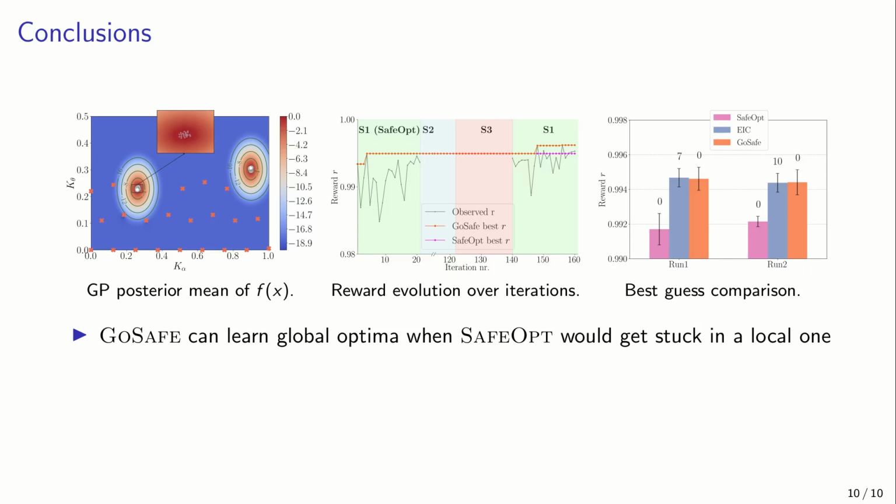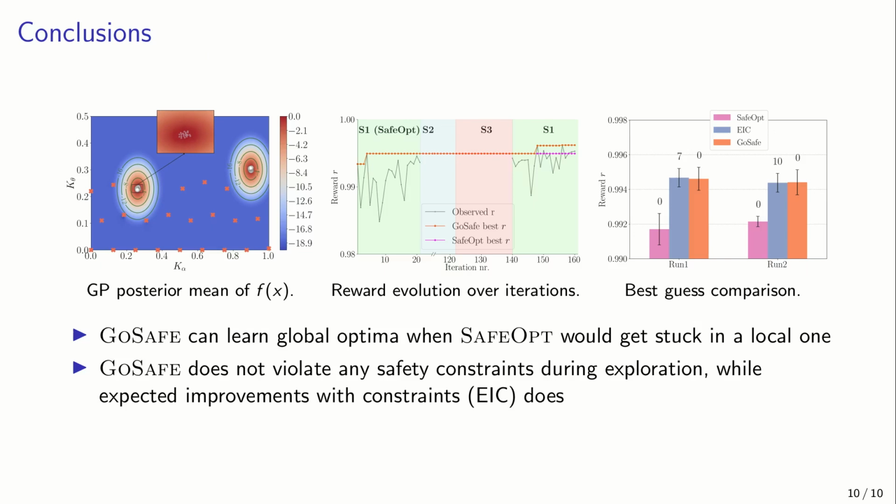Further, we have compared our algorithm to expected improvement with constraints, and this we can see in the top right plot. The top right plot basically tells us that the maximum reward found by GoSafe and by expected improvement with constraints is pretty much the same in the two runs. However, expected improvement with constraints committed 7 and 10 failures respectively in the two runs, while for GoSafe we never had any failures, so the pole of the pendulum never dropped. So in conclusion, GoSafe combines the best of both worlds, optimality and safety.